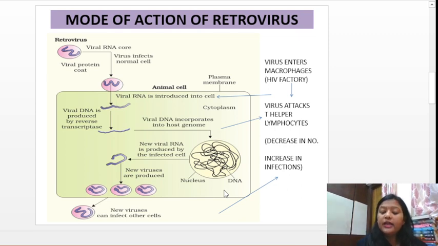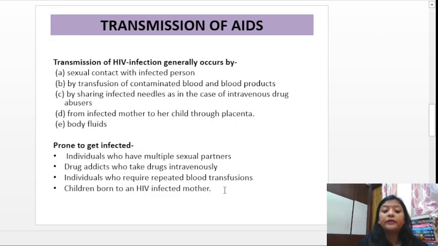Remember one thing: a person infected with HIV cannot be cured. That person will die. So how is AIDS being transmitted in a human?